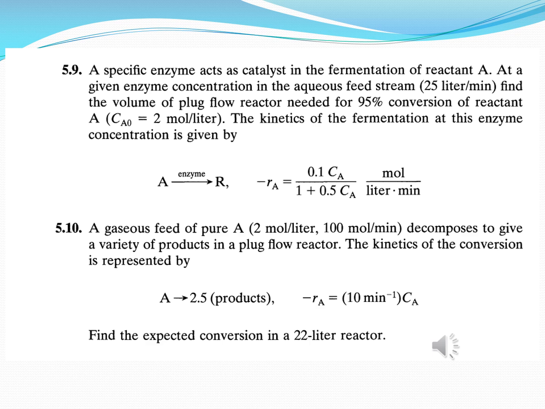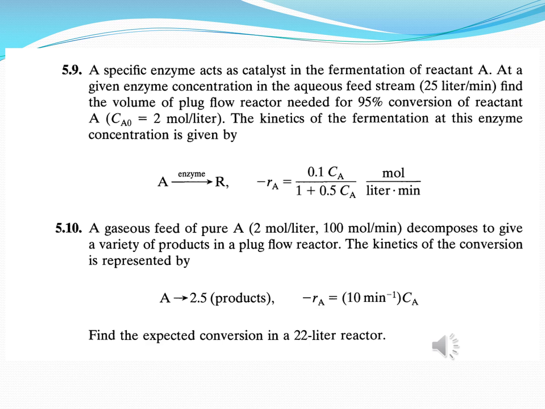The conversion is given as 95% and the concentration given is 2 moles per liter. Volumetric flow rate is given as 25 liters per minute, and the kinetics of the fermentation at this enzyme concentration is given by this reaction. So what are we given? We have a plug flow reactor case, a chemical reaction, and the volumetric flow rate. We have to find the volume in the end. Conversion and initial concentration are given, so utilize the performance equation of the plug flow reactor.